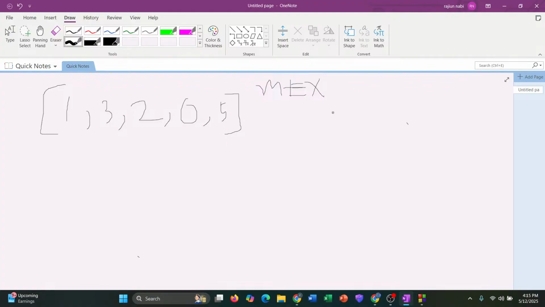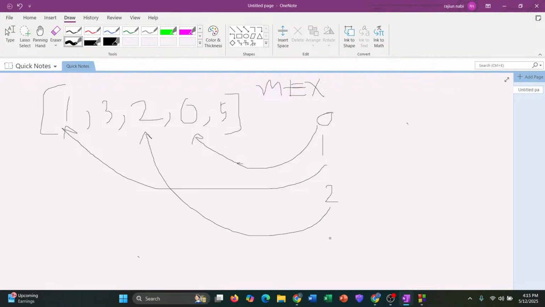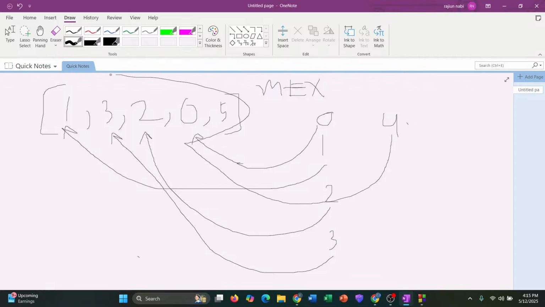It will be 0. Okay, 0 is present in the array, then 1 is also present in the array, 2 is also present, 3 is also present. Then 4 is the minimum value which is not present in the whole array. So for this array the max will be 4, right?